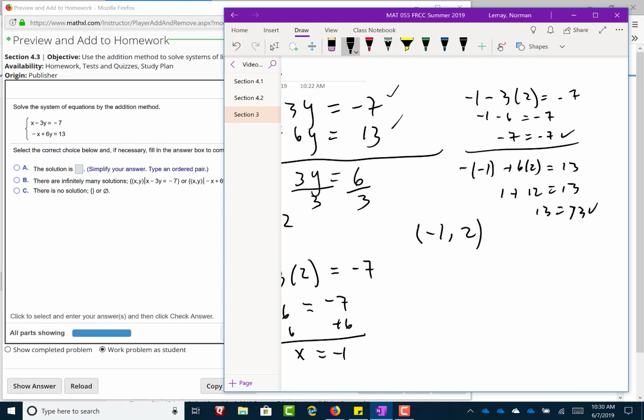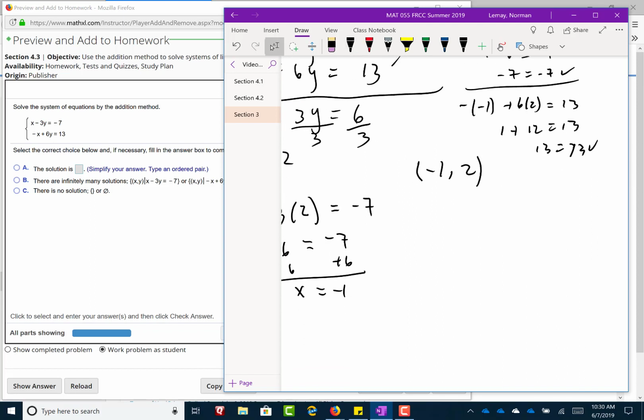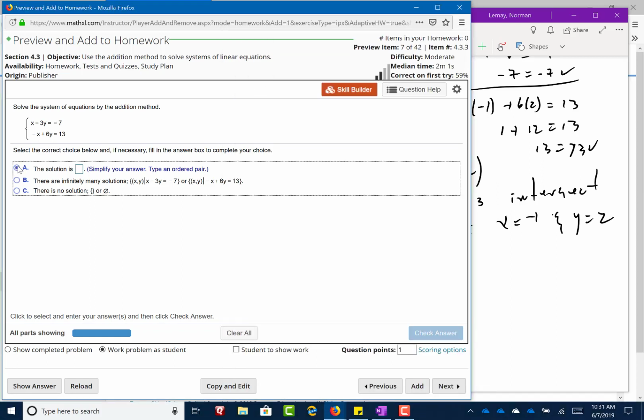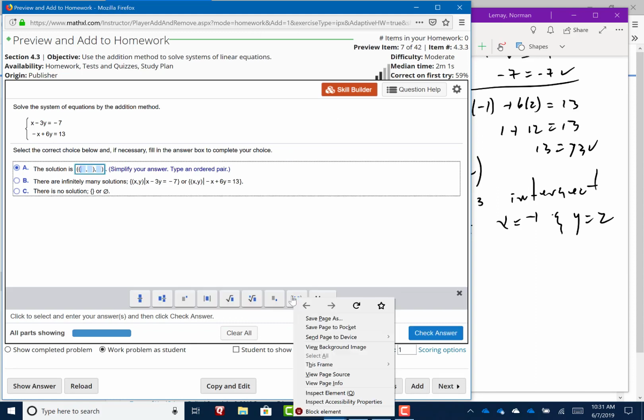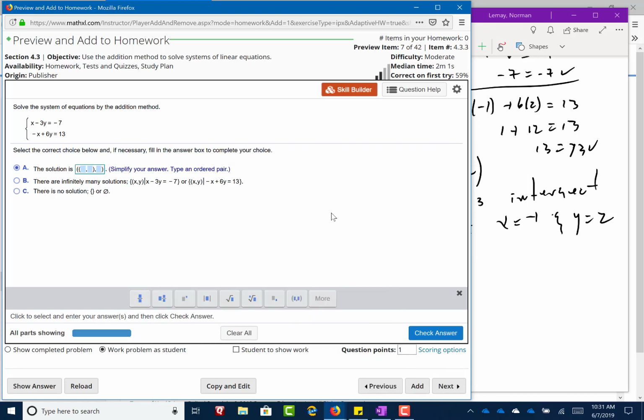So the geometry of this solution: since I have an x and a y that satisfy both equations, we know that the lines intersect at x equals negative 1 and y equals 2. So let's come over here and plug in my ordered pair. All right, so, oops. Don't want to do that.